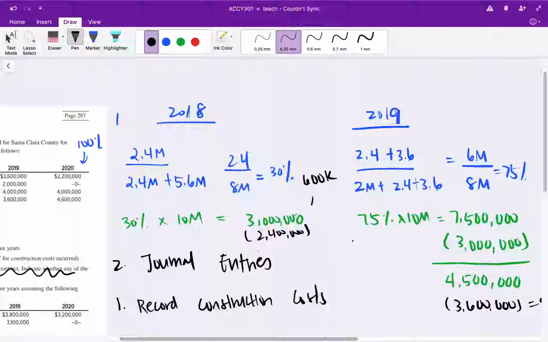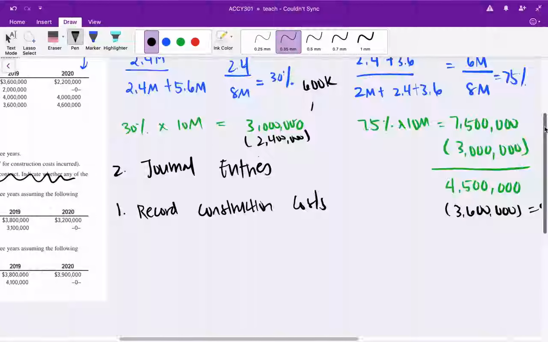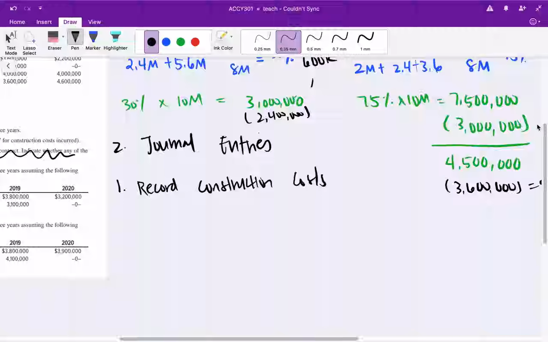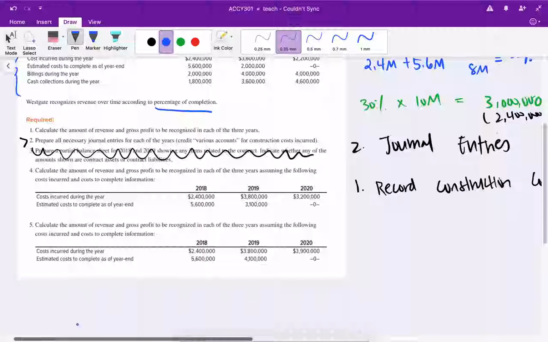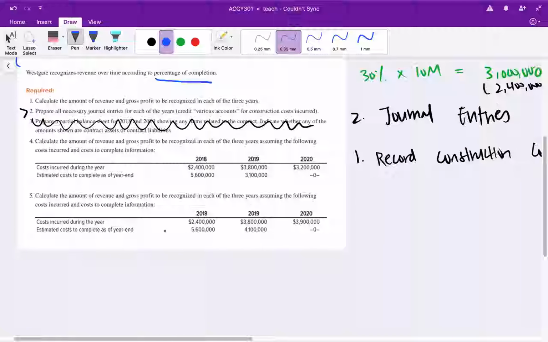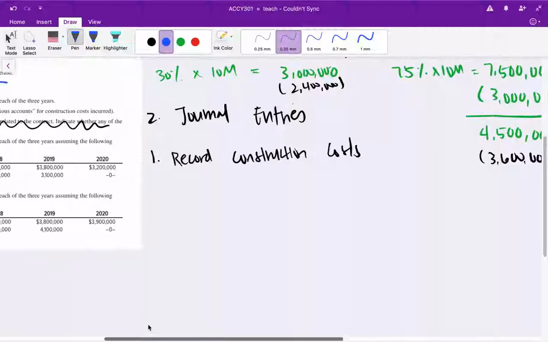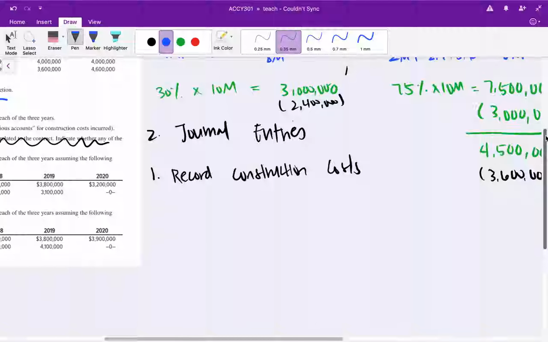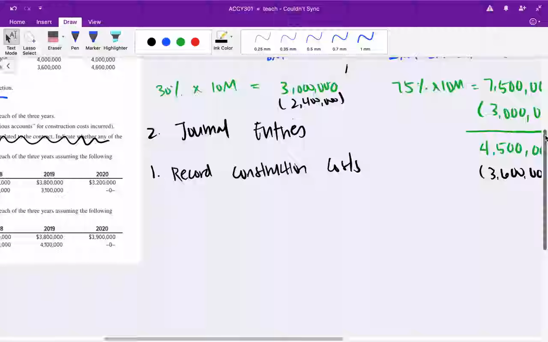All right, now back to journal entries. So the first problem is to record construction costs. And how you do this is you see the costs that go into right here, costs incurred through the year. These we're going to put into an account called construction in progress, and this is just, if you ever learned of work in progress, a working account that you can put in, take out. It can represent profit. It can represent investment in the construction contract.